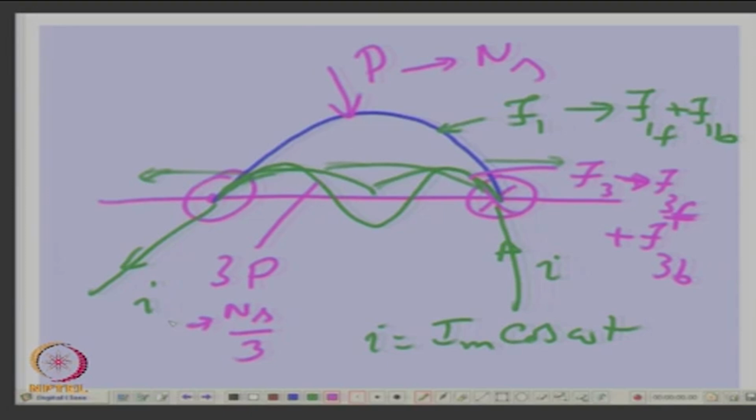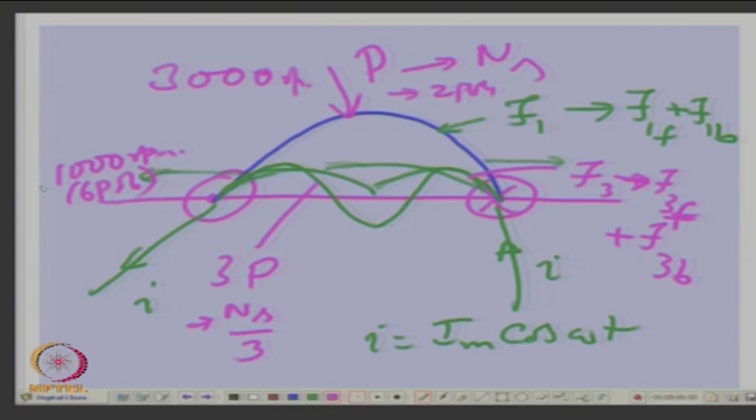Will be Fs by 3? What will be the speed? After all, you told it will be running at, say, if fundamental is 3000 rpm, this will be 1000 rpm, is it not? And the fundamental is 2 pole, this will be 6 pole. What will be the frequency of induced voltage by these fields in the same winding?